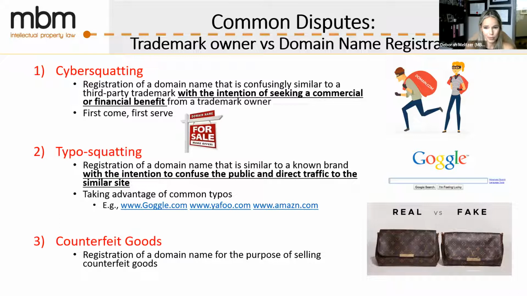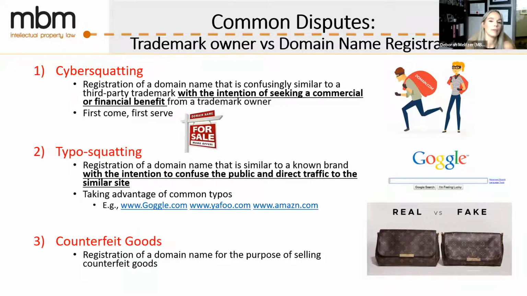Typo squatting is another one we see often. Deliberate misspellings in domains to redirect traffic from the intended website to the website of the squatter. And then counterfeit goods is the one that I deal with most commonly. Again, this is usually in the context of more famous brands, but it's something to keep in mind. Someone may be using a domain that is not identical to your domain, but is close enough to confuse people into the belief that whatever products you're selling are the real thing.